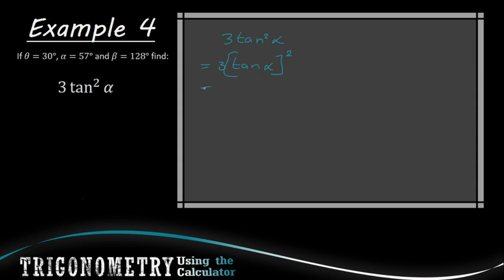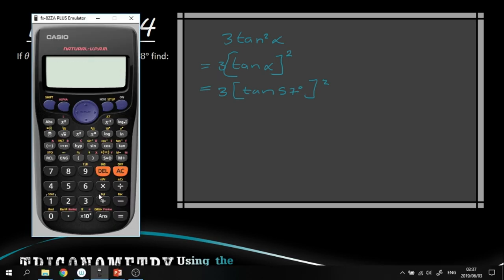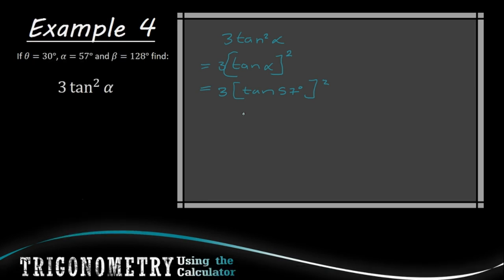So what we're going to do is we're going to now substitute just alpha into this form. We've got 3, then tan and alpha we know as 57 degrees, and then square that. So that's how we're going to put it onto the calculator. We're going to say 3, and then in bracket we create brackets. Then we say tan of 57. We close the inside brackets, and then we close the outside brackets, and we square it. So this is then equal to 7,114.